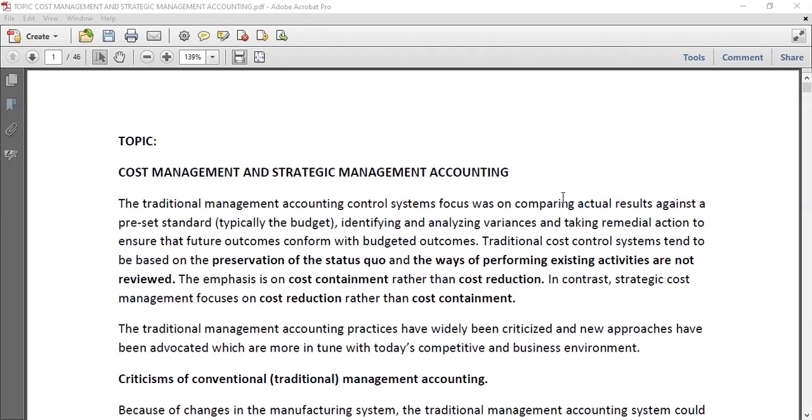Okay, so welcome once again. This is Management Decision and Control, and today we want to learn more about cost management and strategic management accounting. Like indicated, this is one of the topics that we need to cover, especially when it comes to MBC.